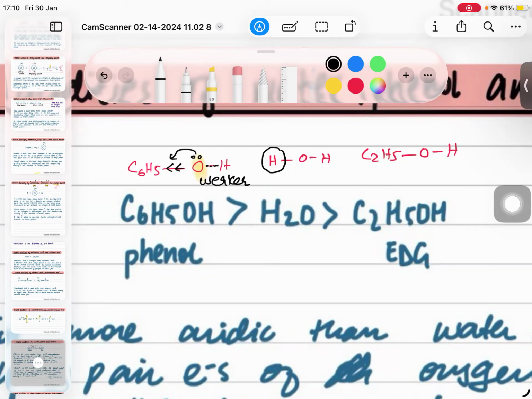What about this? Here it is a positive inductive effect. Means less ionization, weak acid. So the OH bond is stronger, so less ionization, so weaker acid than water. Again, we have to compare this one with water and then this one with water. Okay?